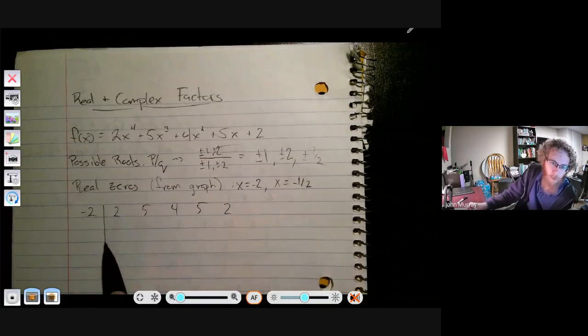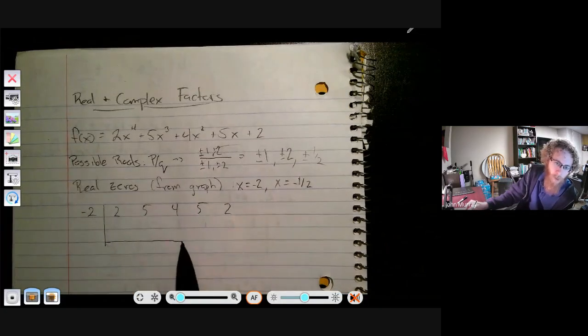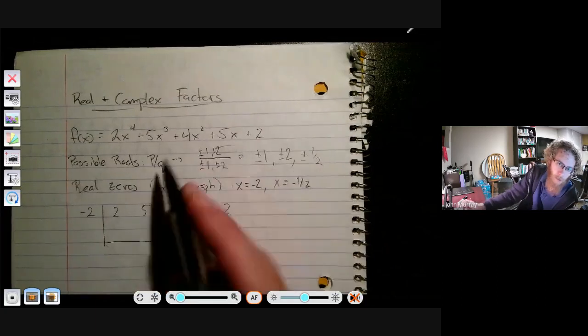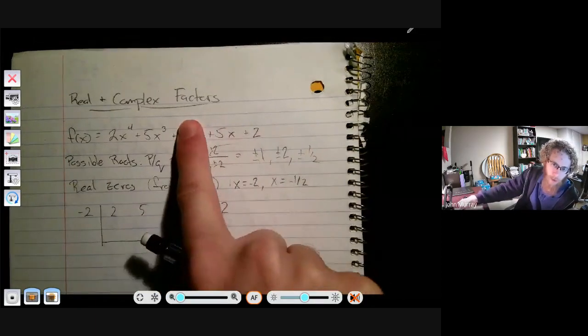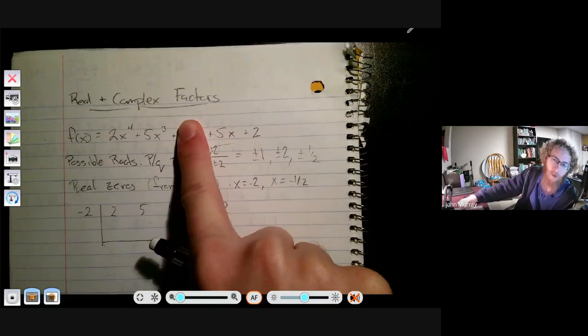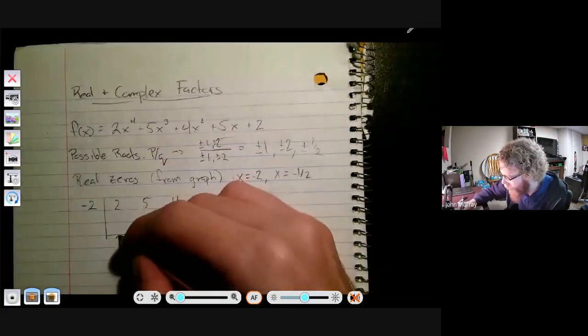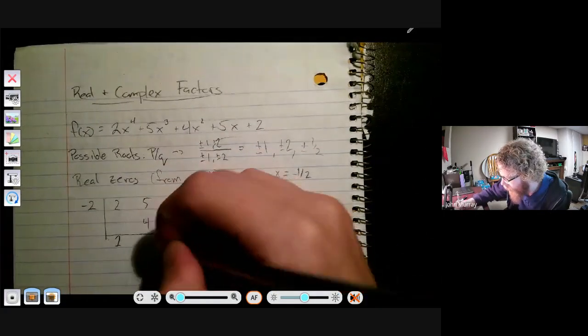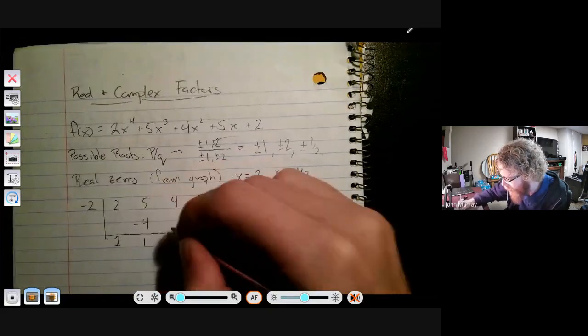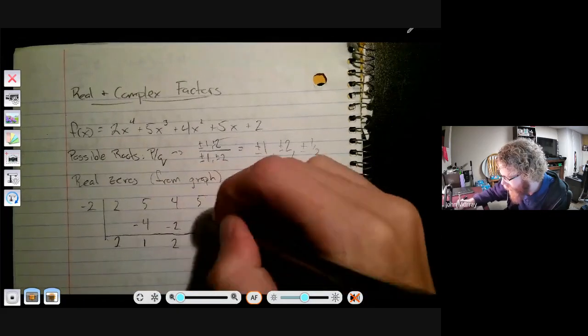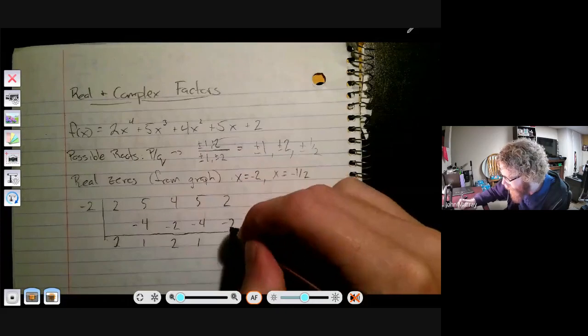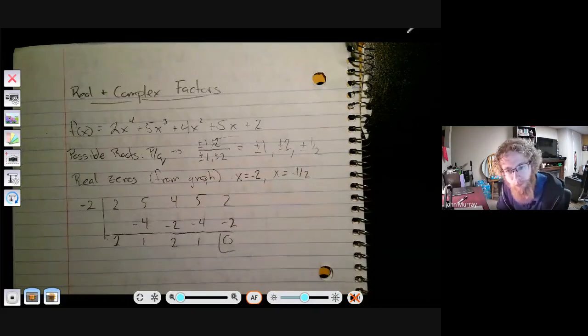Remember when you're doing your coefficients for this, just be careful you're not missing any terms. If this wasn't here, it would be 2, 5, 0, 5, 2. If you're missing an x cubed, x squared, or an x, don't forget to have a 0 as a placeholder. We do our synthetic division: -4, 1, 2, 2, -4, 1, -2, 0.